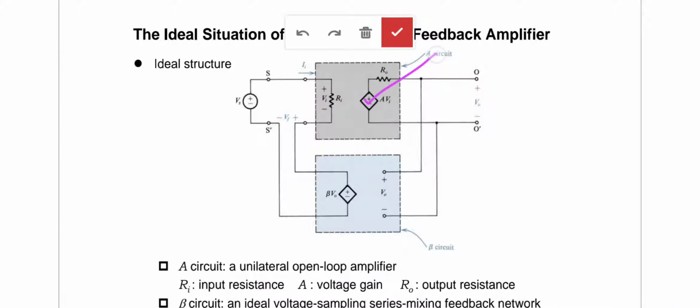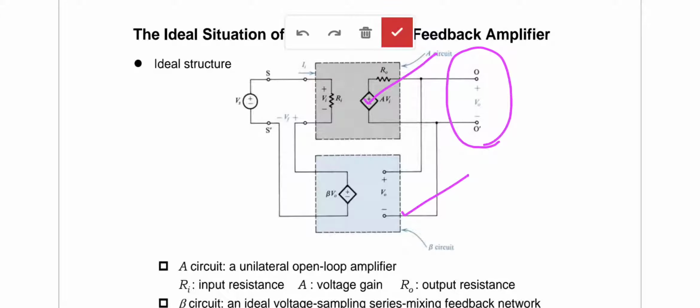So that can be seen in this circuit. So VI, Ri, RO, AVI. So this is the output voltage VO. Since it is a voltage, we are showing it as an open circuit across which we are taking the output voltage VO. Now coming about the beta circuit, that means the feedback path.